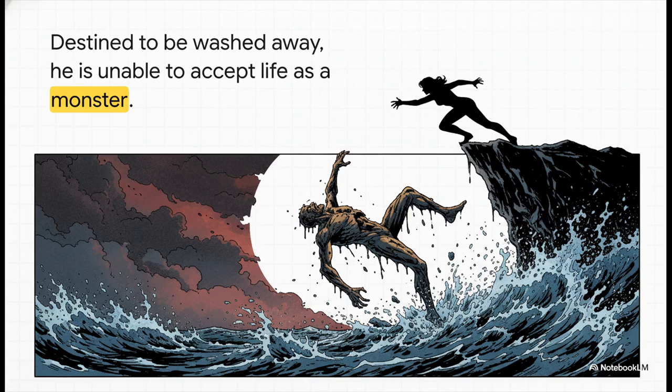But Hagen totally rejects it. He just cannot accept life as what he views as a monster or a shadow of his former self. His eventual fall into the ocean, where he appears to dissolve, is heavily symbolic. He's destined to be washed away by the fluid nature of his new existence. It drives home a terrifying point. Once you sacrifice your original identity for a false one, you can never, ever truly reclaim it.